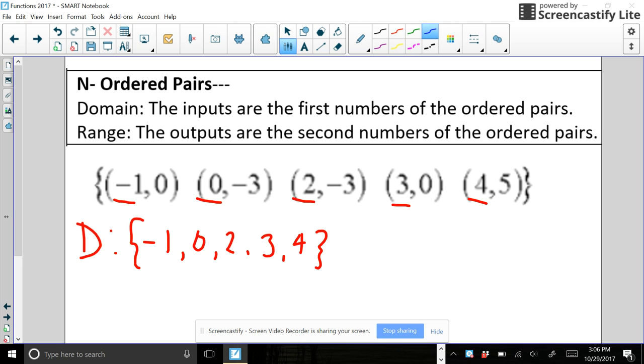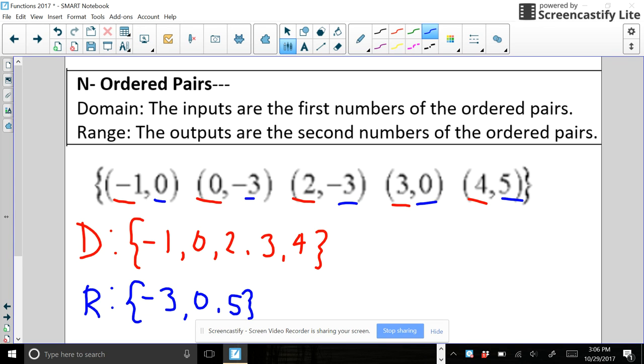Then we have our range. Our range are our second items. We're going to list them in order from least to greatest, not listing any repeats. So it looks like we only have -3, 0, and 5.